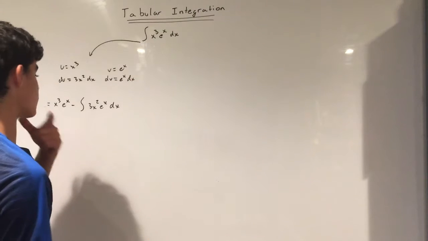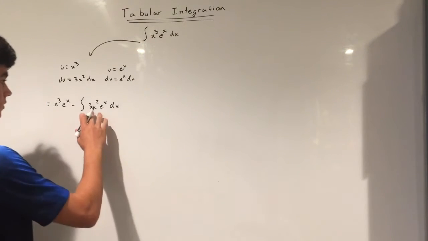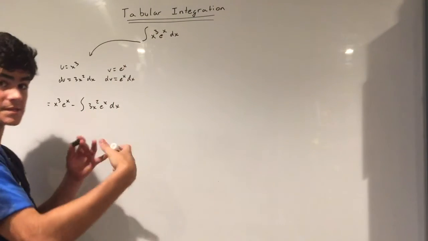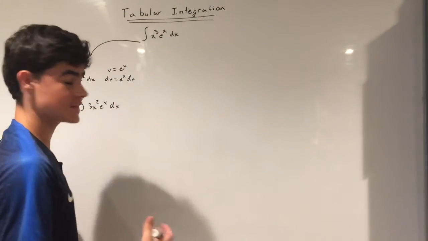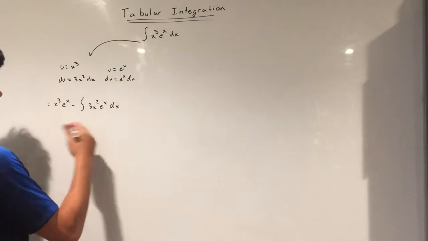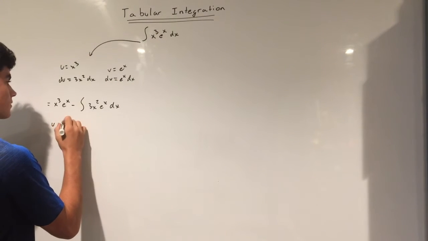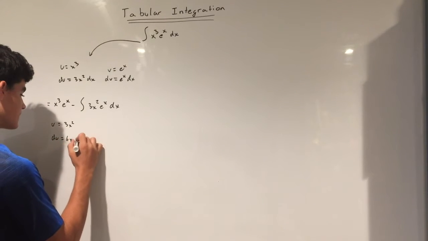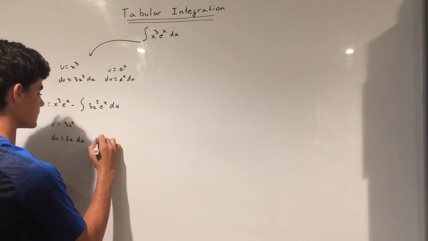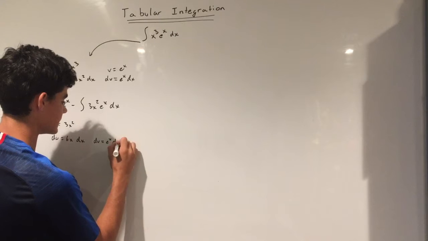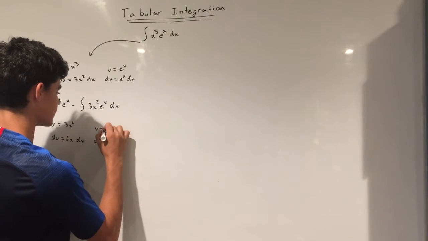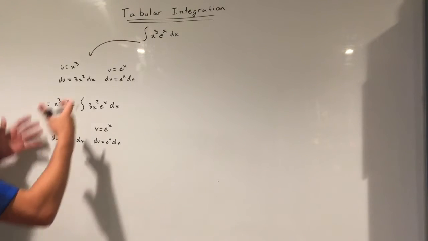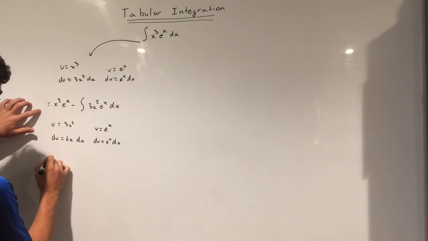So now we have to do another integration by parts, keeping in mind we want to make it easier on ourselves to integrate, with fewer mistakes, etc. So we're going to treat it the same way. u is equal to 3x squared, du is equal to 6x dx, dv is equal to e to the x dx, v is equal to e to the x. Okay, now let's plug it all in.